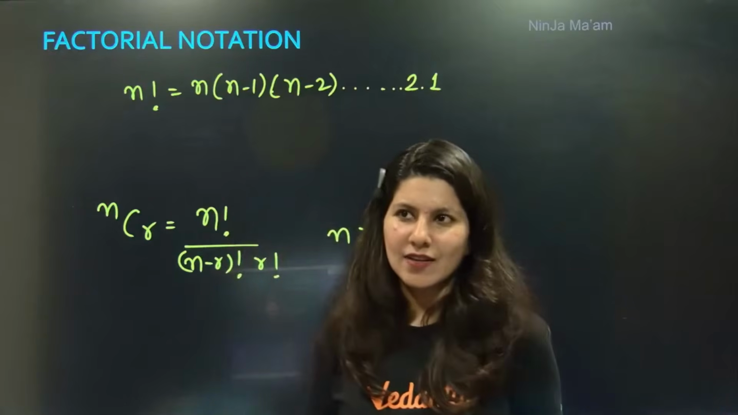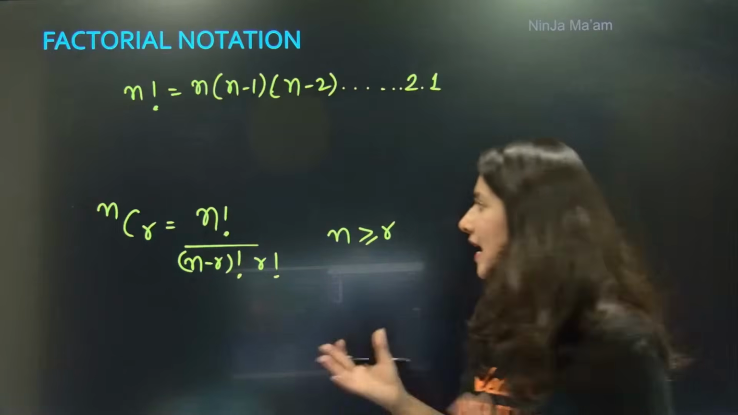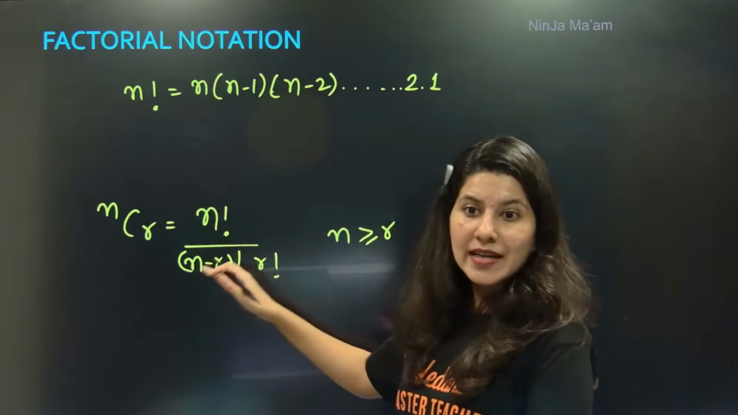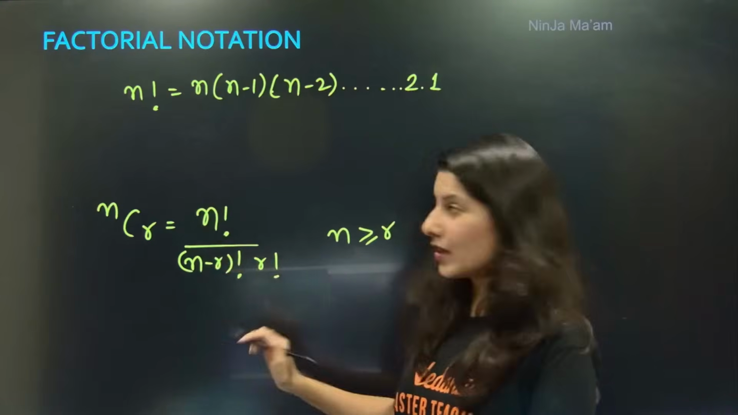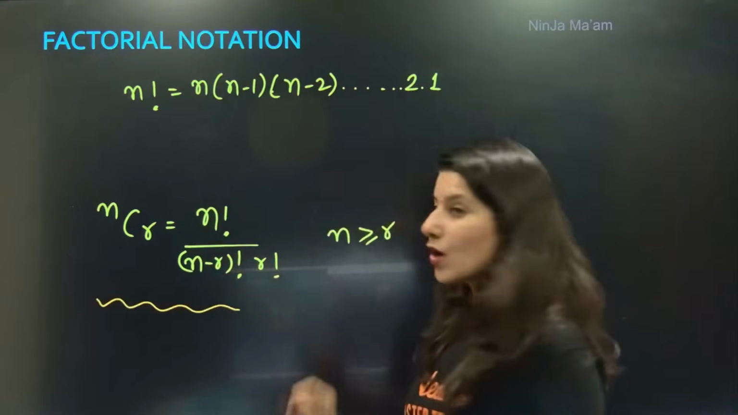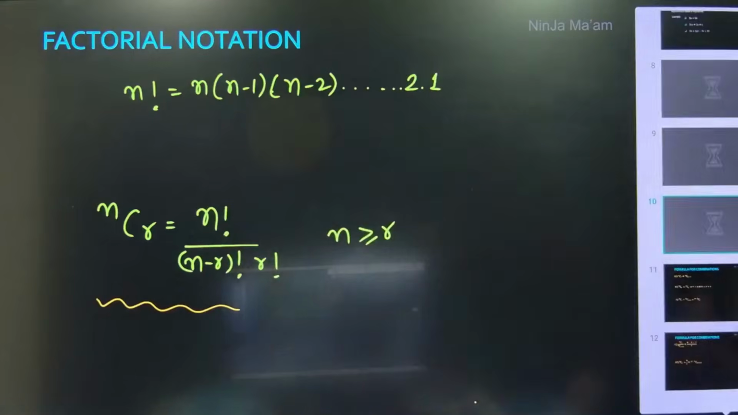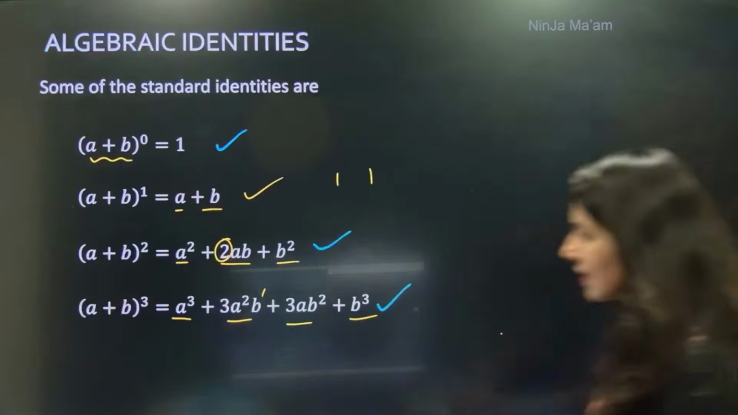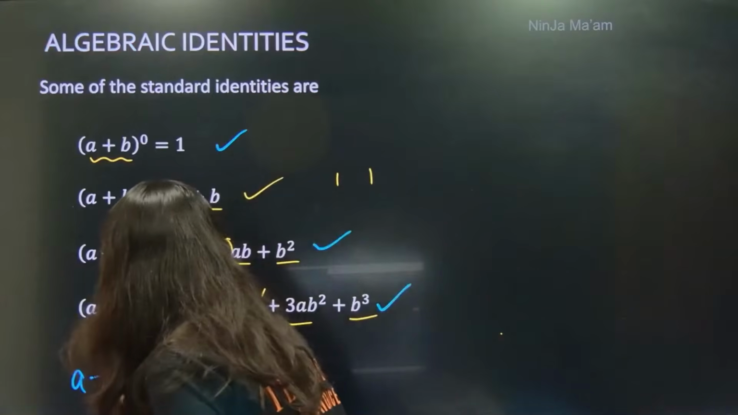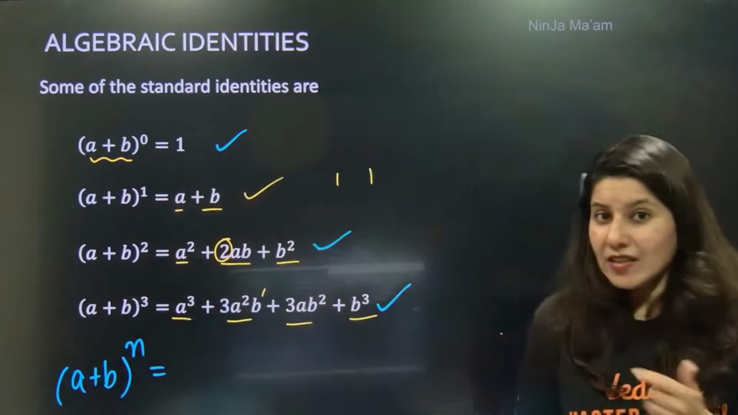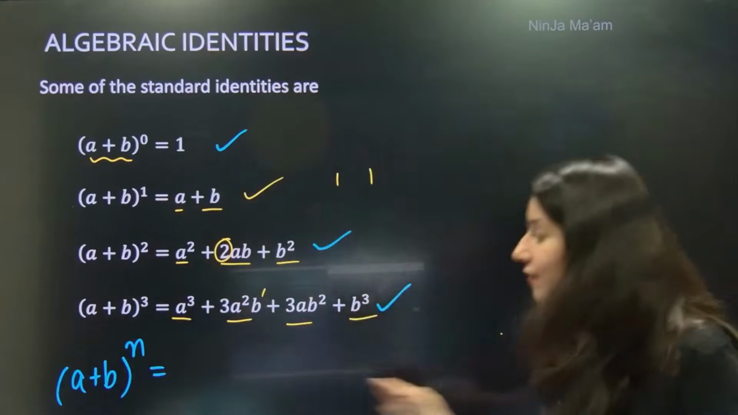What is nCr? This term you have seen. nCr, the expansion is n factorial upon (n minus r) factorial times r factorial. Why are we studying this? Because we are going to generalize the binomial expansion. Understand why we are studying this. Basically, the binomial theorem is all about studying (a plus b) power n. Can we get a generalized formula for it?